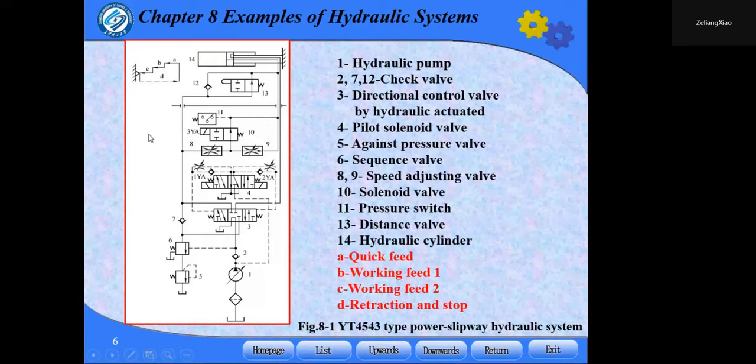The speed adjusting valve. The flow rate through the end of the cylinder depends upon the throttle orifice size of valve H. The oil from the rod end is returned to the reservoir through valve 3, 6, and 4. The pressure difference from check valve 7 makes the cylinder move toward the left, reaching working speed 1.